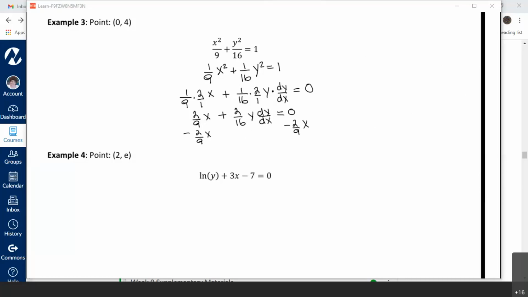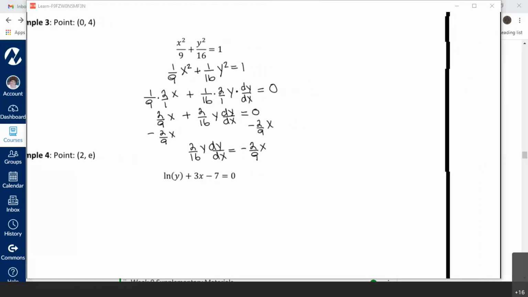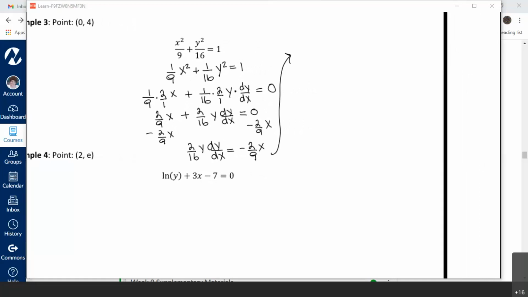Okay, and that gives me 2/16 y dy/dx equals negative 2/9 x. Okay, everybody all right with that? Okay. Well, let's keep going with the simplifying. I want to get dy/dx alone. That means I need to divide by this.